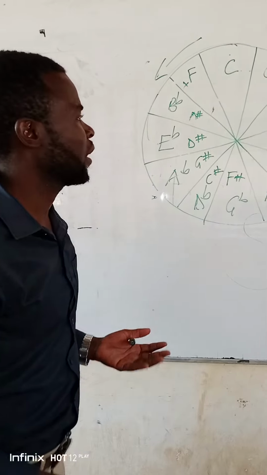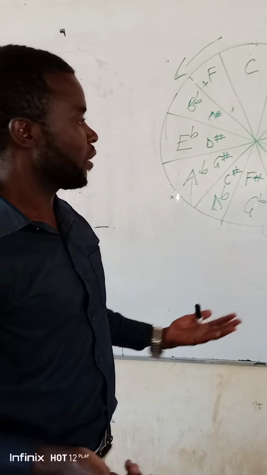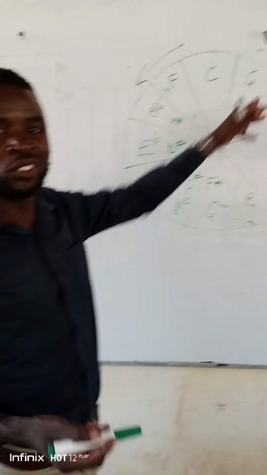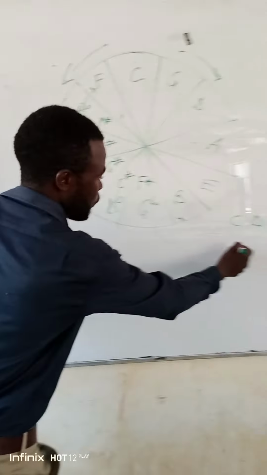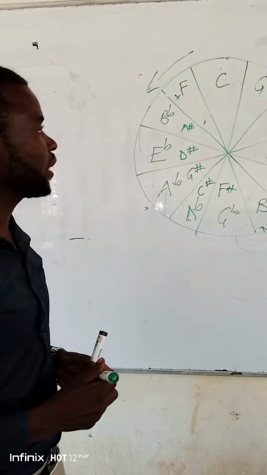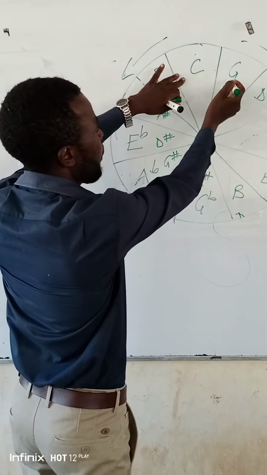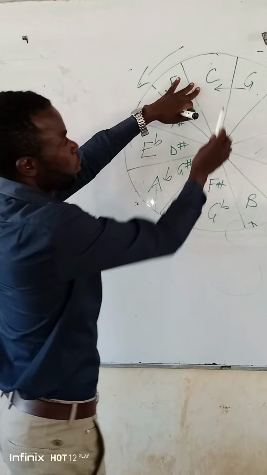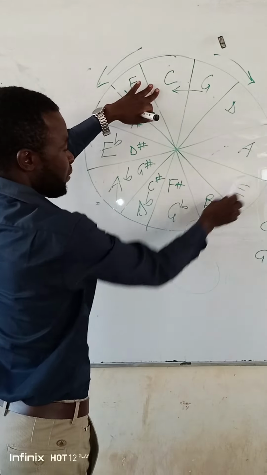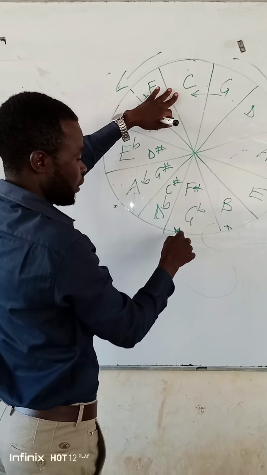What about, let us choose any scale, like G. How is G going to behave? G major scale will behave like this. You are at G, one step backward. So you count 1, 2, 3, 4, 5, 6, 7. It is coming up to this point.